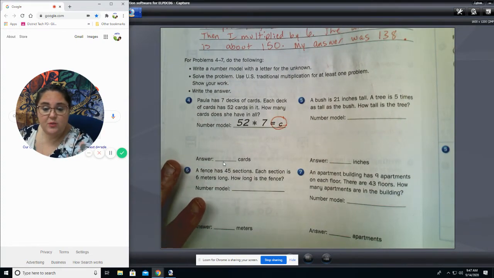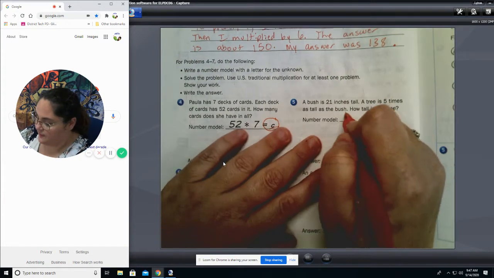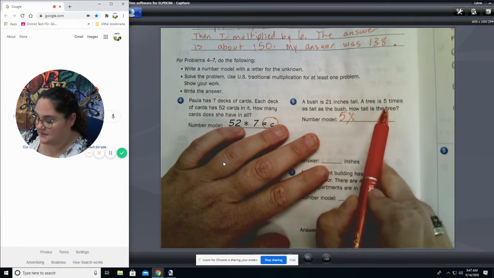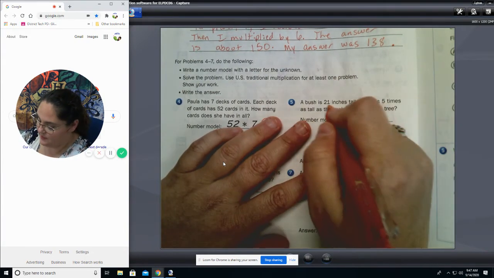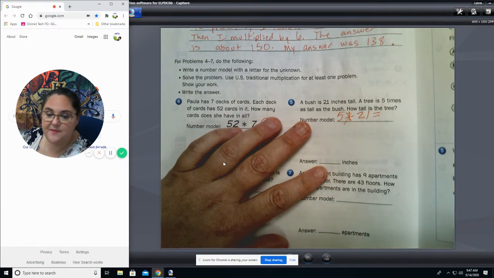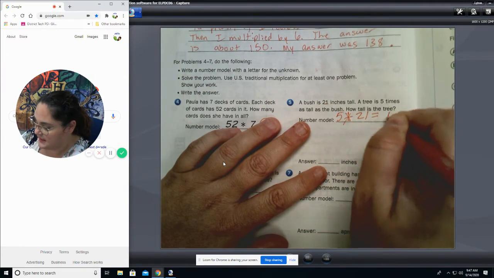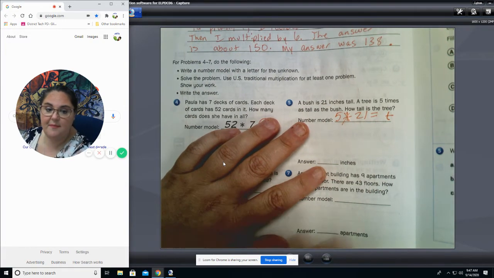A bush is 21 inches tall. A tree is 5 times as tall as the bush. How tall is the tree? So for this one, I'm going to do 5 times, and remember, asterisk. The bush is 21 equals, and I'm finding the height of the tree, right? So I could use a T. 5 times 21 equals T.